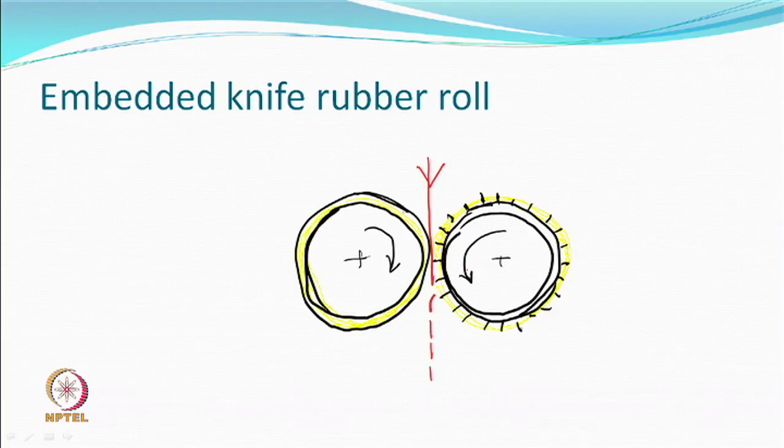This is one of the most common types of cutting methods, which a large number of staple fiber industries will be using. There are others also, like an embedded knife. An embedded knife means this is a roll which is a rubber roll.